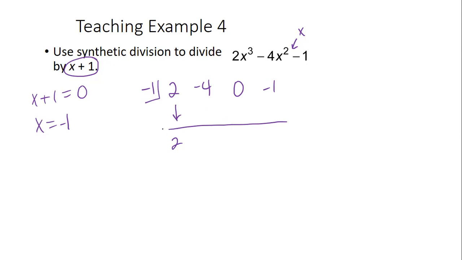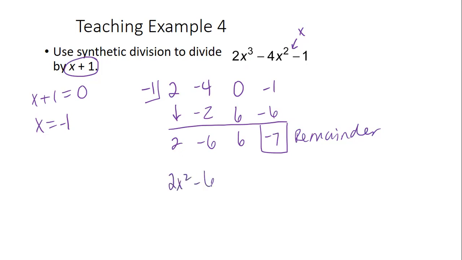Okay, so we brought down, diagonally we multiply and write its product. So -1 times 2 is -2. Vertically we add, so we get -6. Repeat: -1 times -6 is 6. 0 plus 6 is 6. -1 times 6 is -6, and -1 and -6 makes -7. This is my remainder. So this means I went from a 3rd degree down to a 2nd degree. My solution is 2x squared minus 6x plus 6 minus 7 over x plus 1.